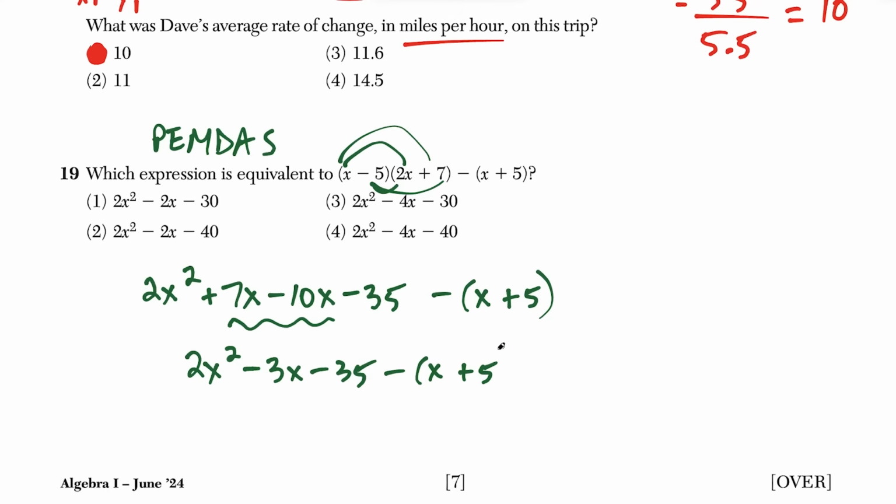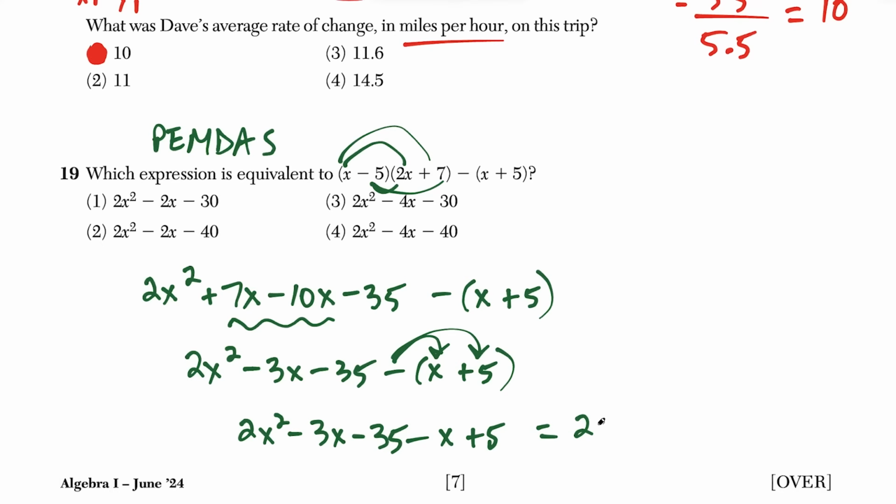Now for this part coming up, please be very, very careful. Make sure that you distribute the negative through. The most common mistake that I see with questions like this is that students go 2x squared minus 3x minus 35, and then they go minus x plus 5. And watch what happens. If I do this, I have 2x squared minus 3x minus x is minus 4x. But when I do minus 35 plus 5, I get minus 30. And then I choose something like choice 3.